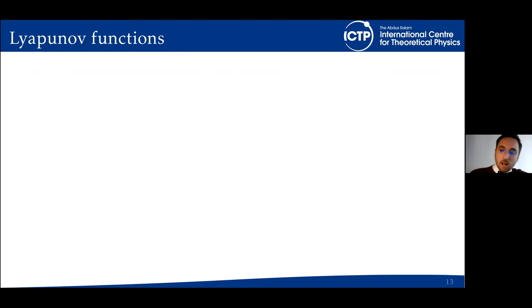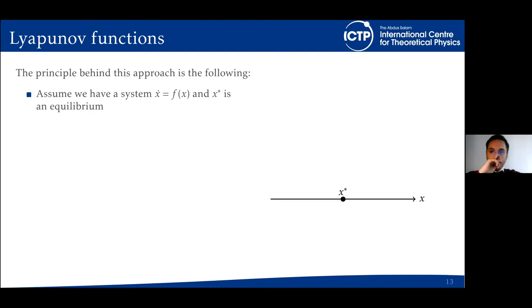Now, one of the tools that I have anticipated we can use to study the stability of equilibria in a system are Lyapunov functions. Let me show you the basic principle behind using Lyapunov functions so that things will be more clear. Let's assume we have a nonlinear system, and we know that X star is an equilibrium. Here I am drawing this in one dimension simply because it's easier, but what I'm saying is true in any number of dimensions.